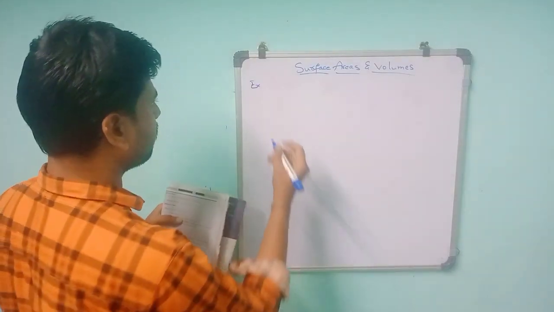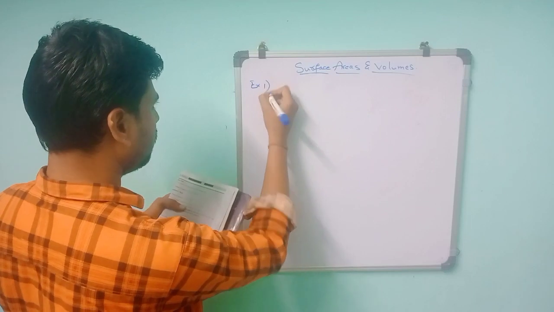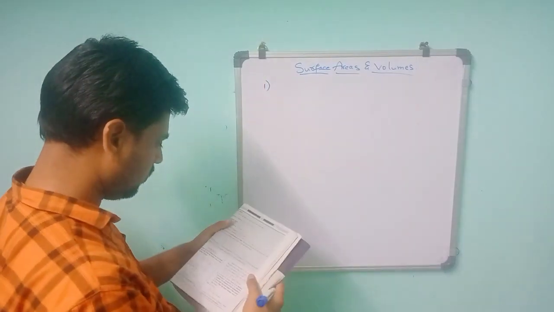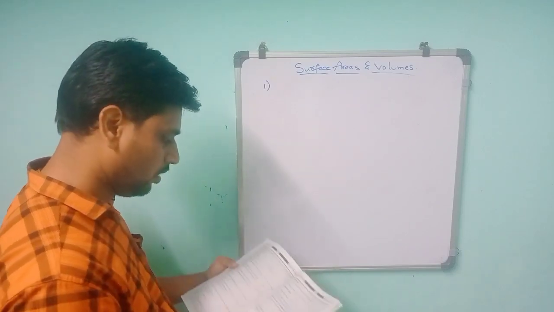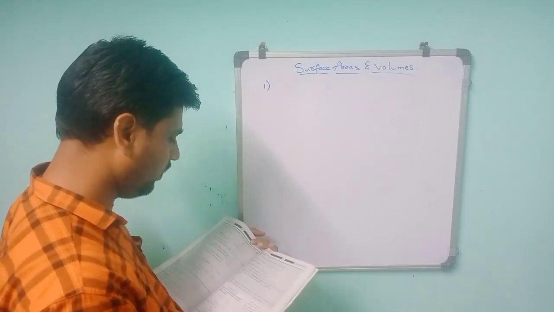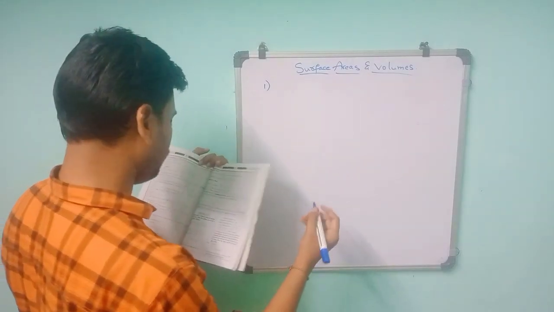In exercise 15.1, in the first question, they have given two cubes, each of volume 64 centimeter cube, joined end to end. Find the surface area of the resulting cuboid. So two cubes are joined.